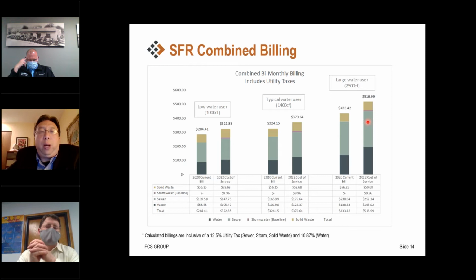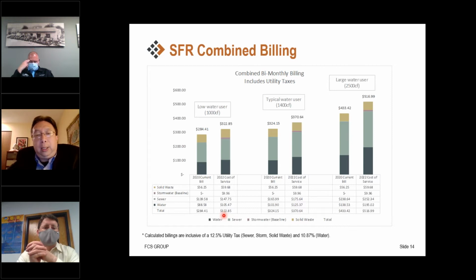We also took a look at what would happen on a combined basis. So this would be for the water bill for water, sewer, stormwater, assuming the baseline rate recommendations that we presented back in mid-June, and then solid waste. And what we have here is we show you the numbers for a low water user customer. Their current bill is about $284 every 2 months. And then by the year 2022, their billing would increase to about $323 every 2 months.